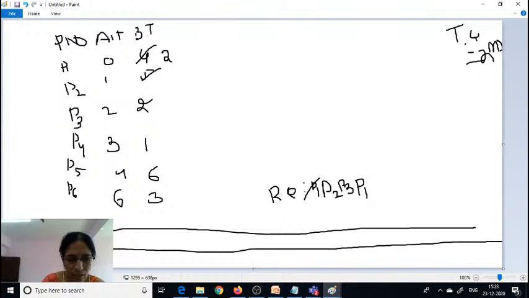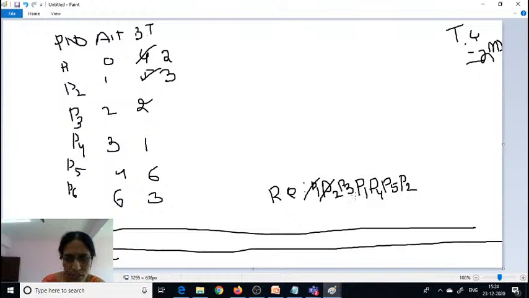So after executing P2, the time is 4. At arrival time 4, which processes are in the ready queue now? In the ready queue, P3, P4 as well as P5 process. Now the remaining burst time is here 3. Now P2 process is preempted and appended at the end of the queue.